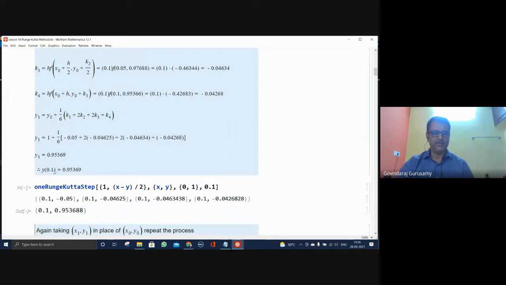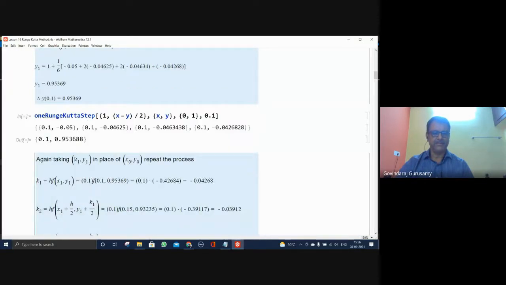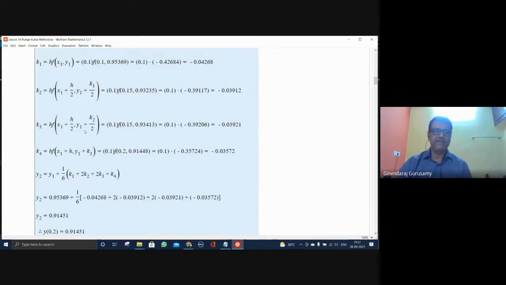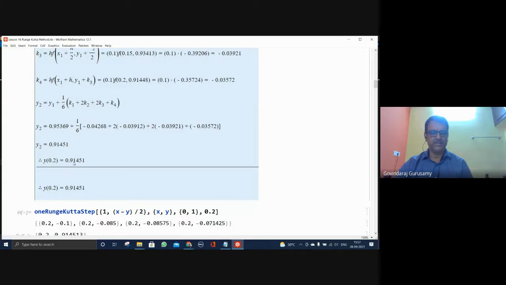For y of 0.2, I have to repeat the process. So now I take xn as x1 in the place of x0. Repeat the process. Start from xn, find out the number. Take this k1 here, find out the number. Take the k2 here, find out the number. And see that x0 and y0 become x1 and y1. So the previously calculated computation has entered into this, is it not? Substitute it, and I'm getting the value of 0.2. This is the y of 0.2, this number.